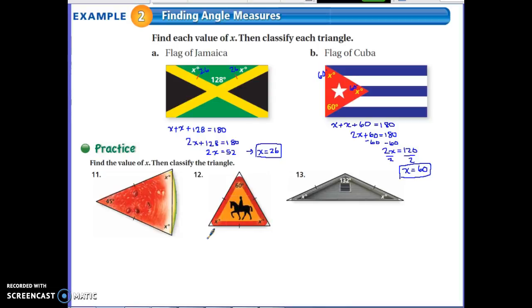Go ahead and take a moment to pause the video and do numbers 11, 12, and 13 on your own or with your table.